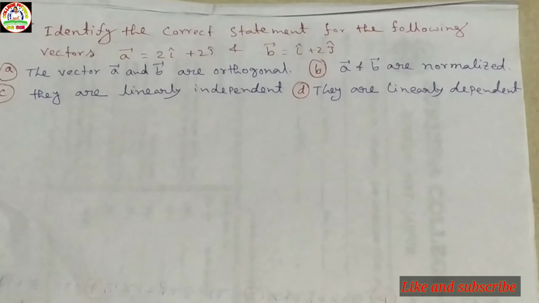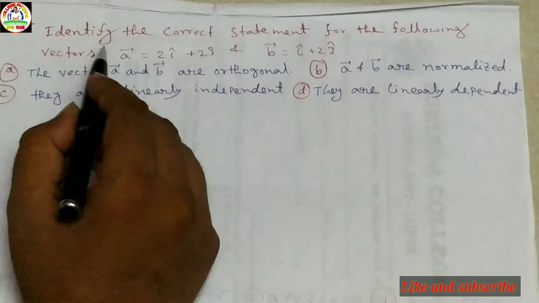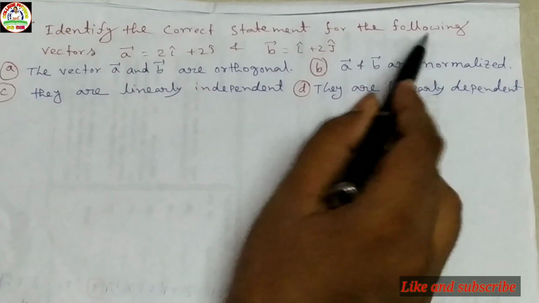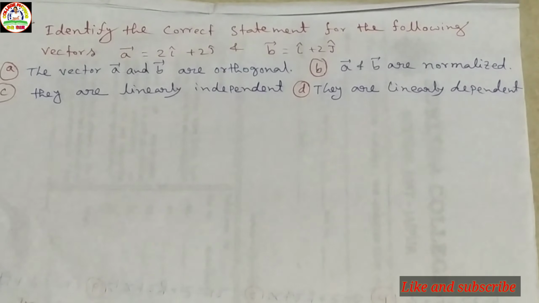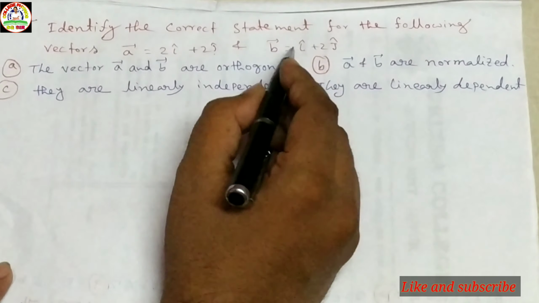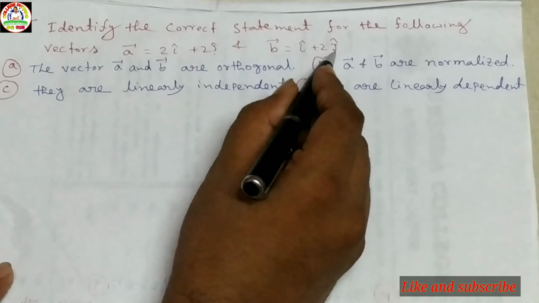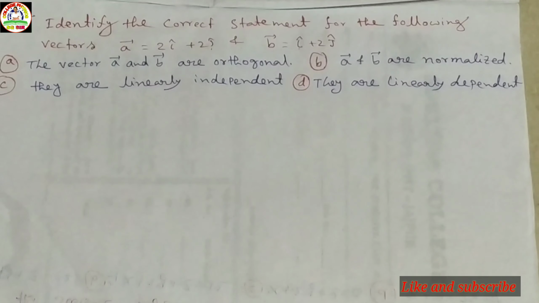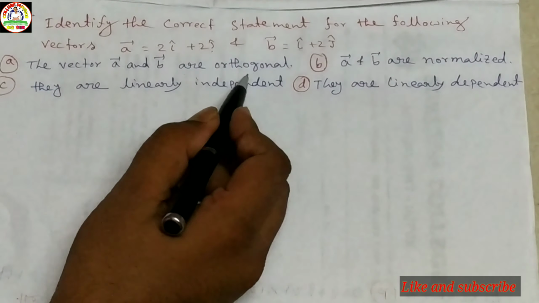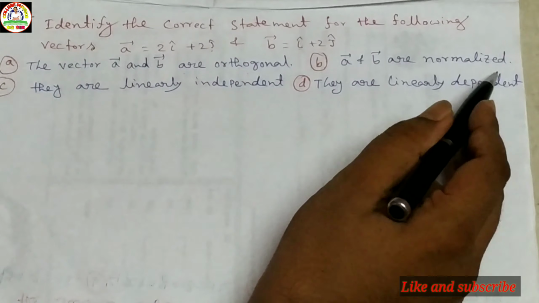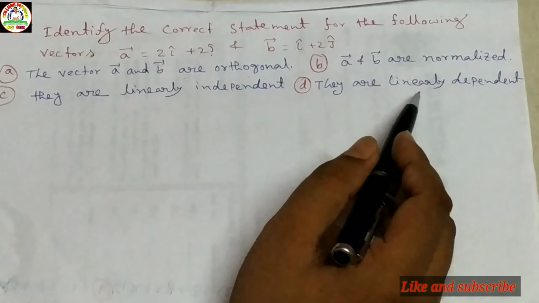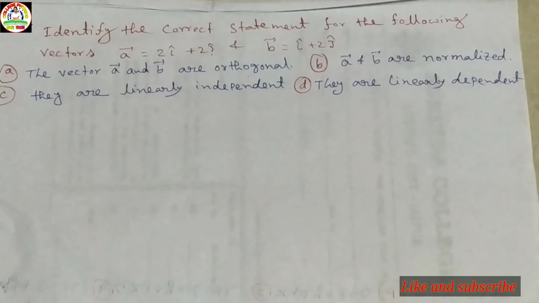Now we discuss another important concept: identify the correct statement for the following vectors. A is equal to 2i cap plus 2j cap and B is equal to i cap plus 2j cap. So the options are: option A, vectors A and B are orthogonal. Option B, A and B are normalized. Option C, they are linearly independent. Option D, they are linearly dependent.